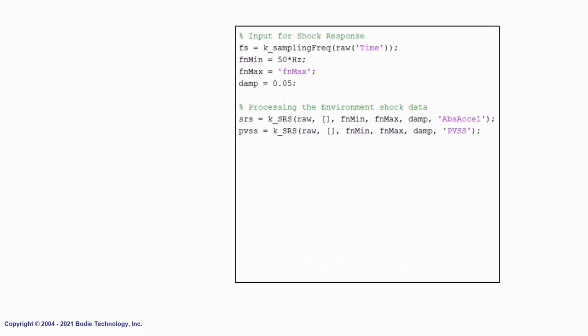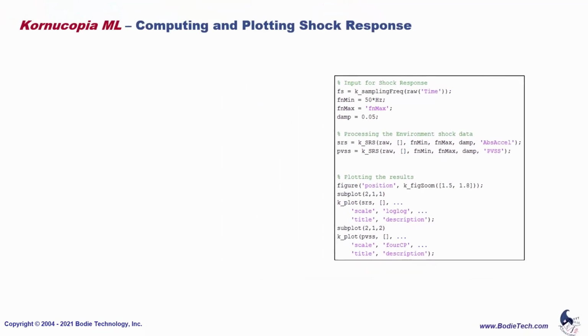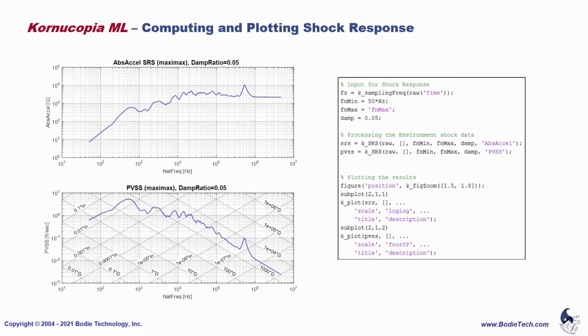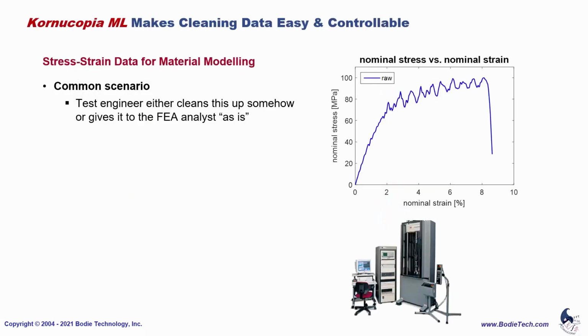Using these simple functions here, we calculate the shock response for both an absolute acceleration and a pseudo-velocity spectrum, and then with these simple commands, we issue the plots, resulting in these well-labeled plots. Again, the key points are that the shock response was easily computed for multiple forms, where again Kornucopia handled all the units issues, and we had clear plots, including the complex 4-coordinate plot that was easily created with the Kornucopia functionality.